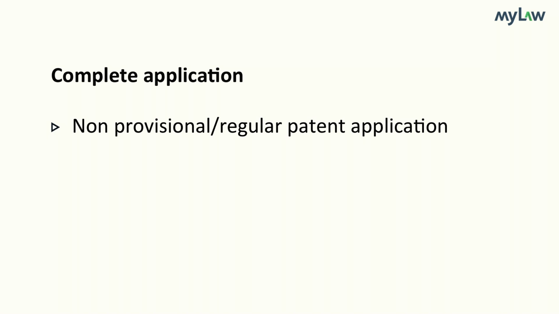Next, we deal with complete applications. A complete application is also called a non-provisional or regular patent application. This application may be the first filing that an applicant makes for his or her invention or a subsequent filing. It can be a subsequent filing if it is filed claiming priority from an earlier filed provisional application. Please note that a complete application contains all the parts of a patent specification as discussed in the previous unit.